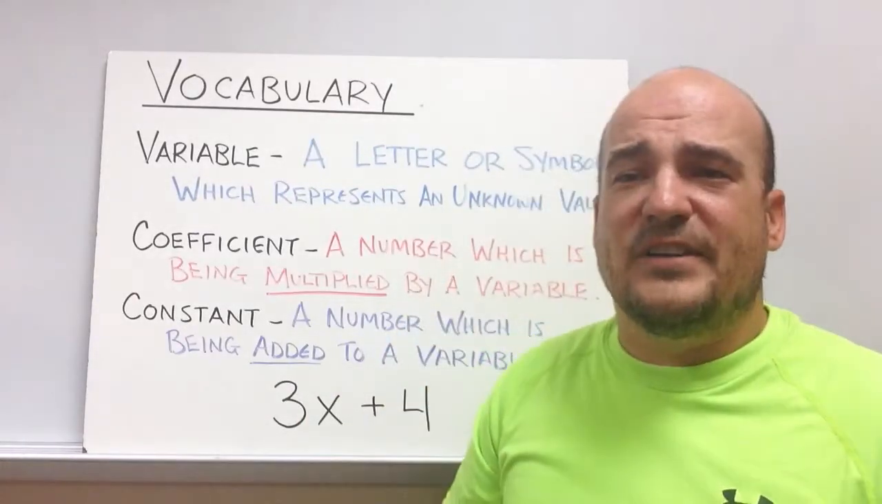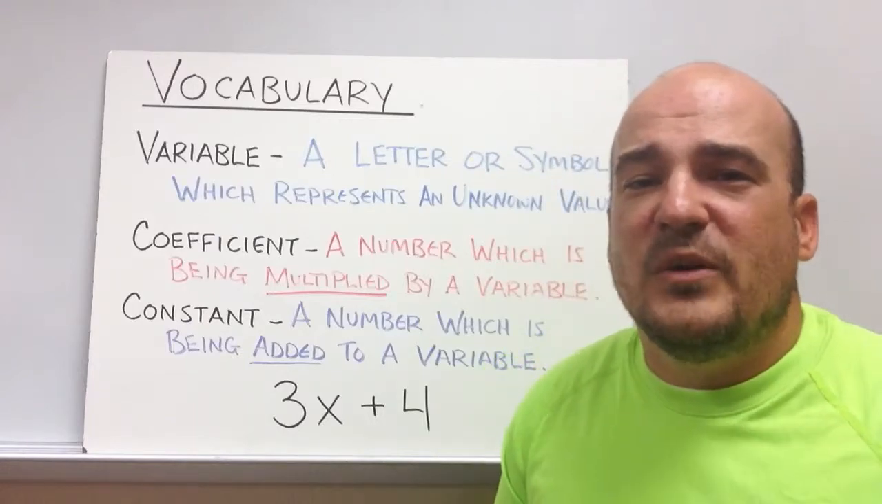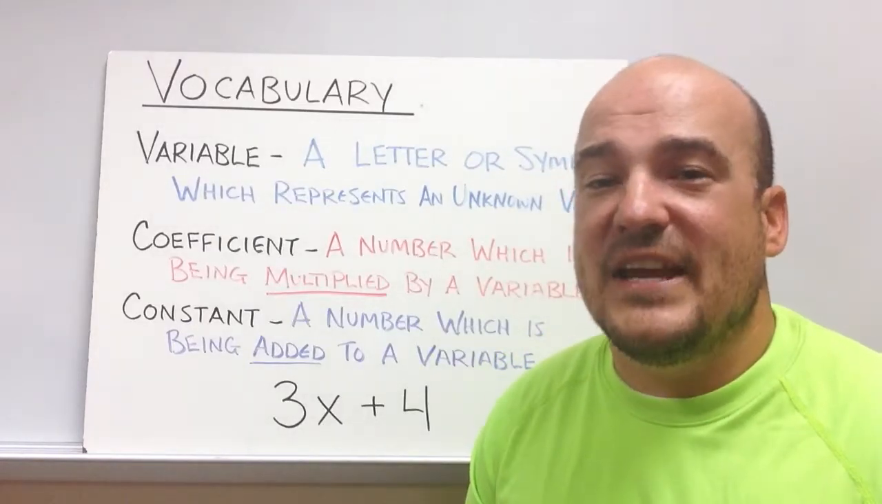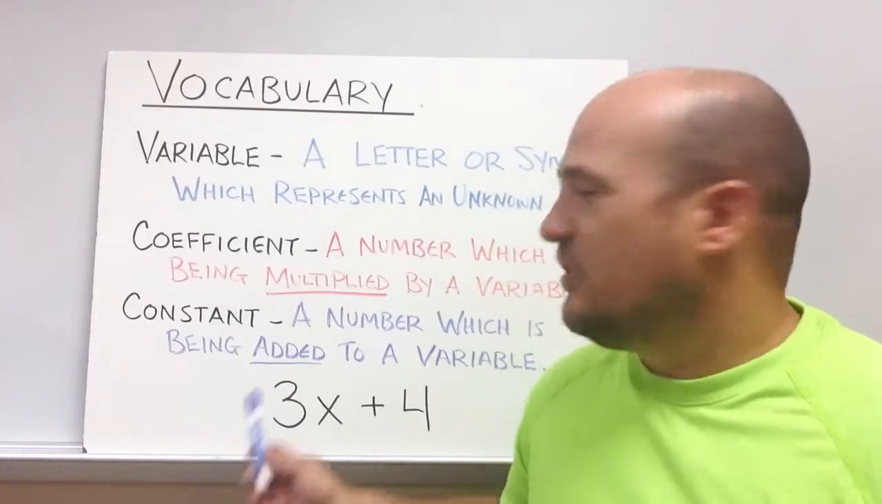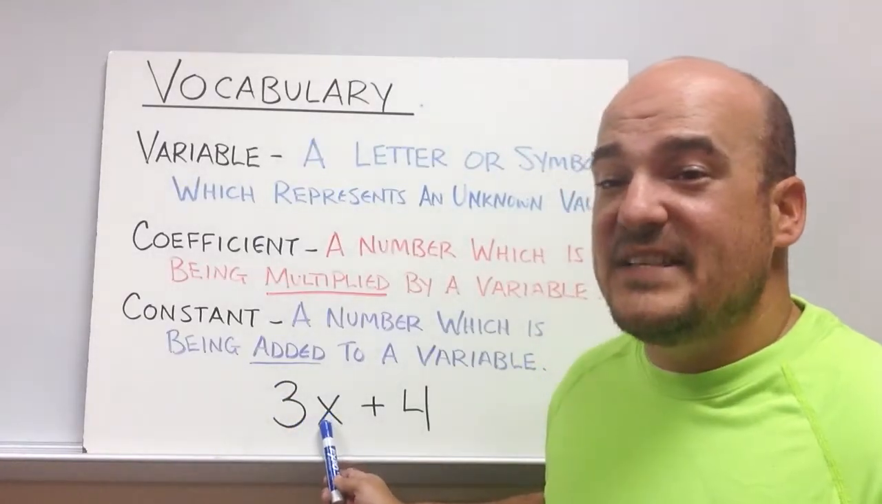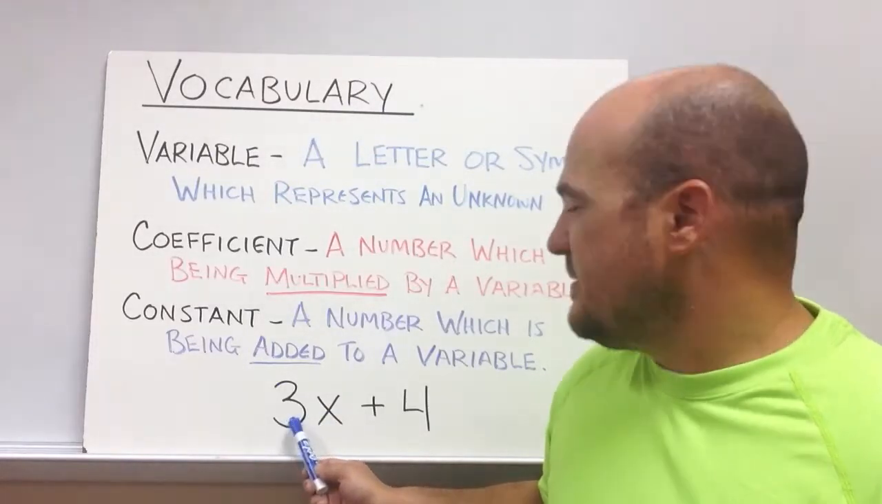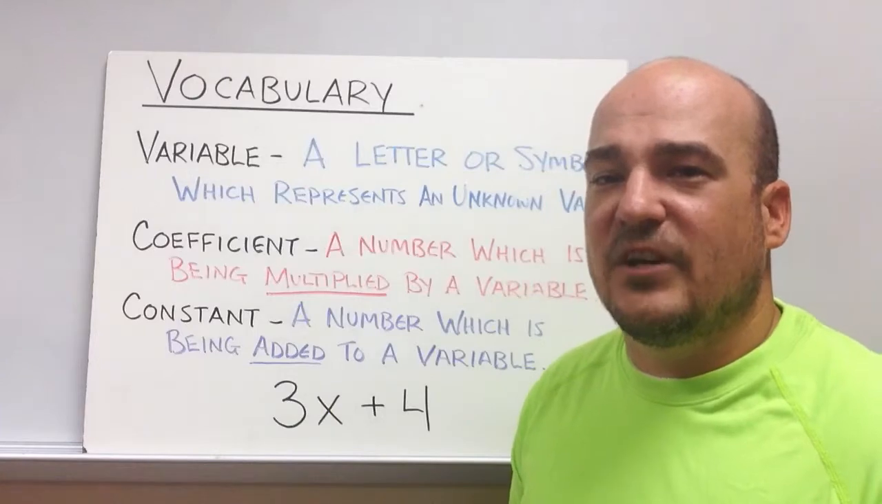The next term that I want to talk about is the term coefficient. A coefficient is a number which is being multiplied times a variable. So if you look down below here, this 3 is being multiplied times x. X is the variable, it's unknown. The 3 is the coefficient, it's being multiplied times x, the variable.